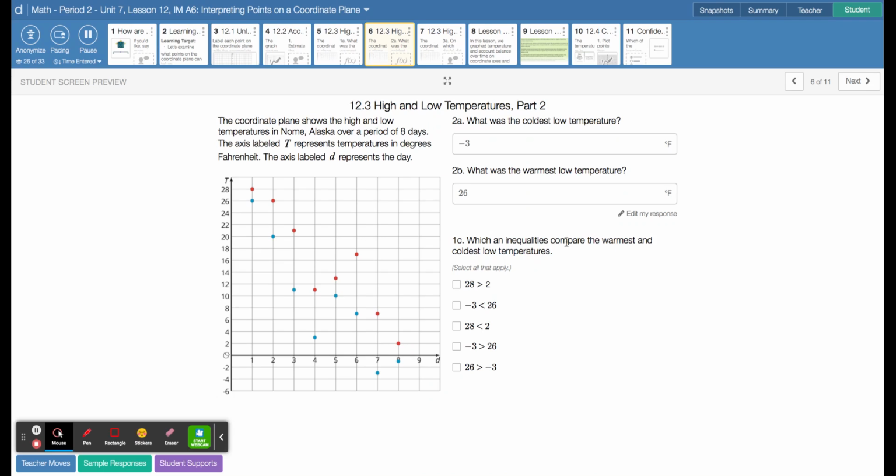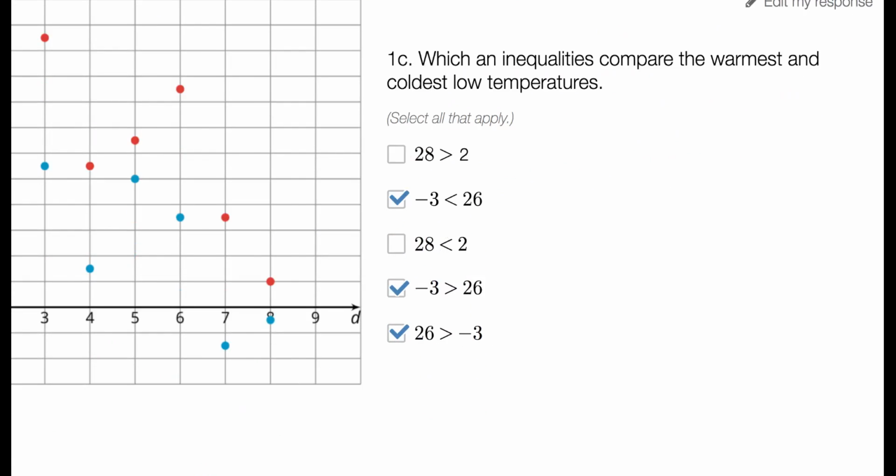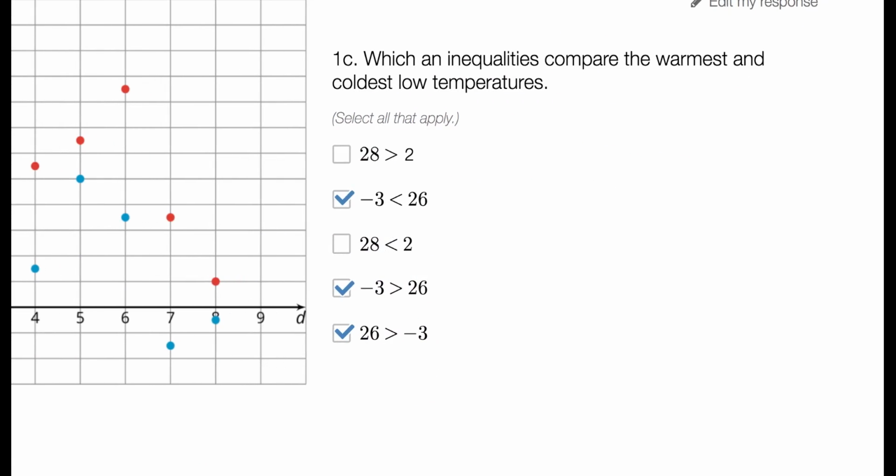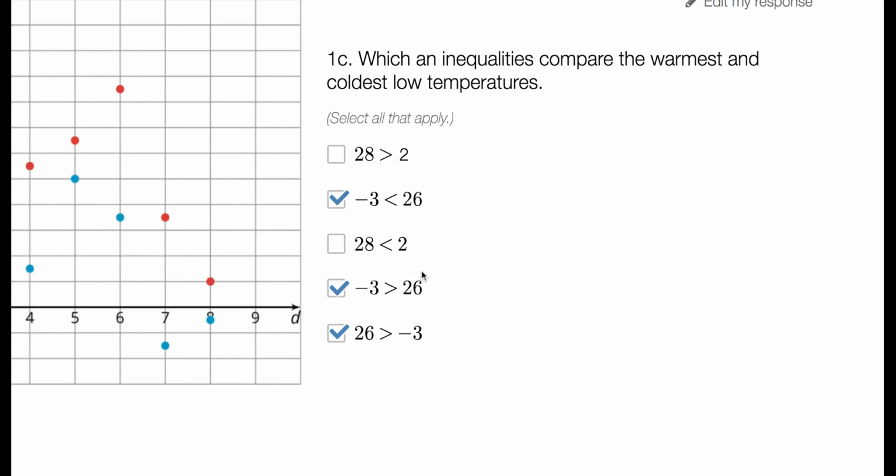Looking at these, to compare the warmest and coldest low temperatures, really I'm looking to compare -3 and 26. So here I see a -3 and 26. Here is a -3 and 26, and here is a 26 and a -3. Looking at which of these are actually correct, I can only say this in two ways where they're correct. So let's take a look.